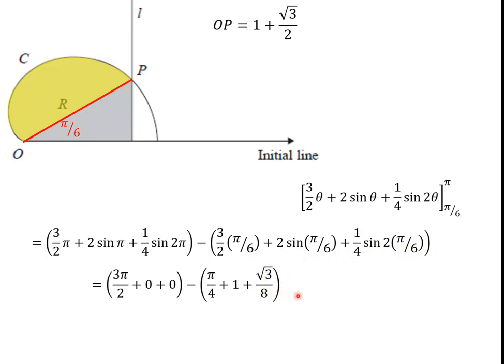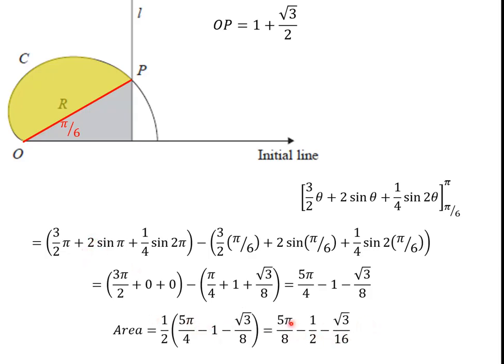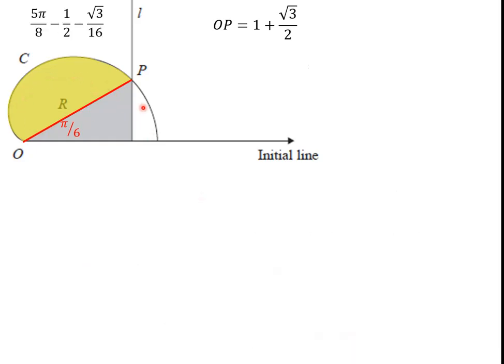If I simplify that down, you can still do it on the calculator, but you've got to keep the pi bits and the rest of it separate, because your calculator will get everything confused. So I've got 5 pi over 4 for the pi bit, and then the rest of it is minus 1 minus root 3 over 8. Like I say, when I halve that to get the area, I get 5 pi over 8 minus a half minus root 3 over 16, and that's the yellow area.